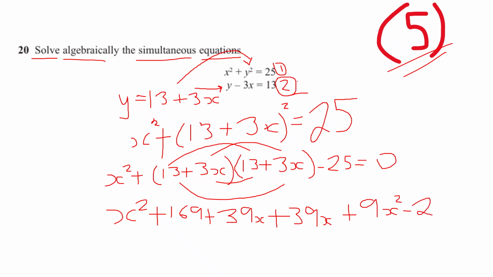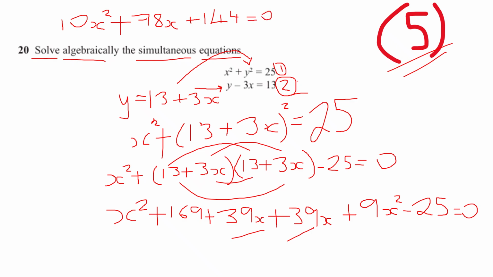Now I'm going to collect my like terms. So I'm going to have a quadratic. So we've got x squared plus 9x squared. That makes 10 lots of x squared in total. So we're going to have 10x squared. What next? We've got 39x plus 39x. That's going to be plus 78x. And then we've got 169, and we're subtracting 25. We get plus 144. Again, obviously pause it and check my mental maths here at any stage by doing the column method.